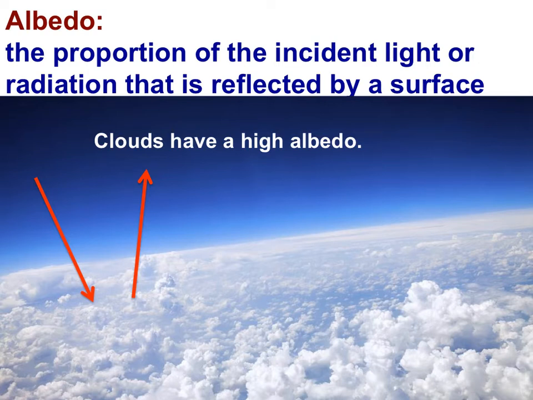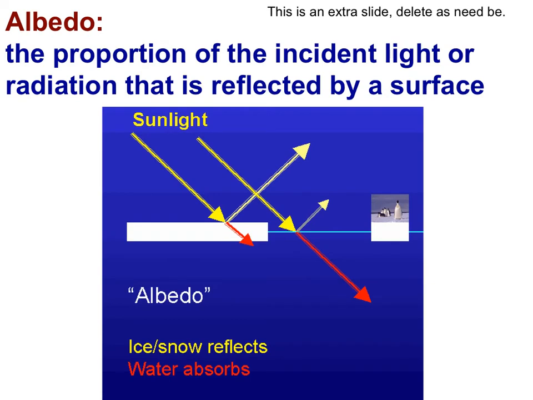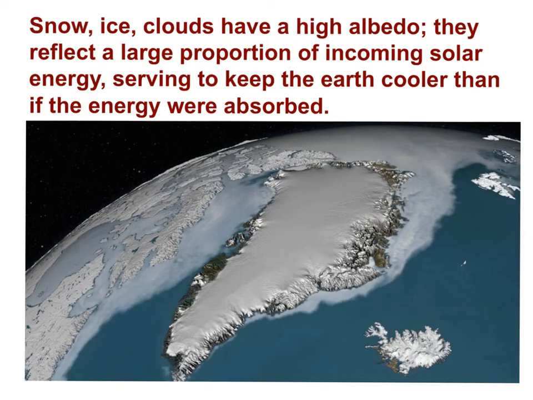Snow, ice, and the tops of clouds reflect incoming solar energy with an albedo that approaches 1. In this image, we can see high albedo as light reflects off of snow, ice, the tops of clouds, or the surface of water. The reflection of solar energy off of white surfaces serves to keep the Earth cool, as less solar energy is absorbed by the Earth.